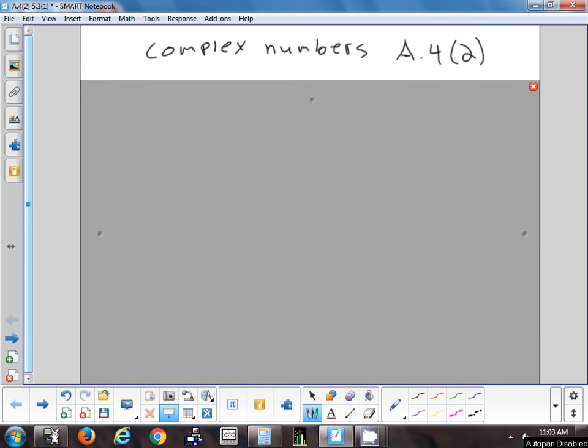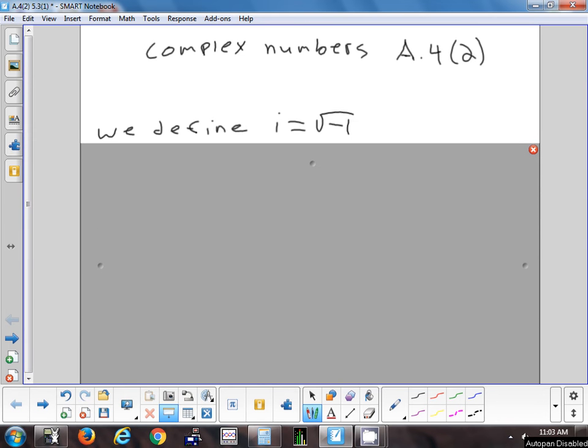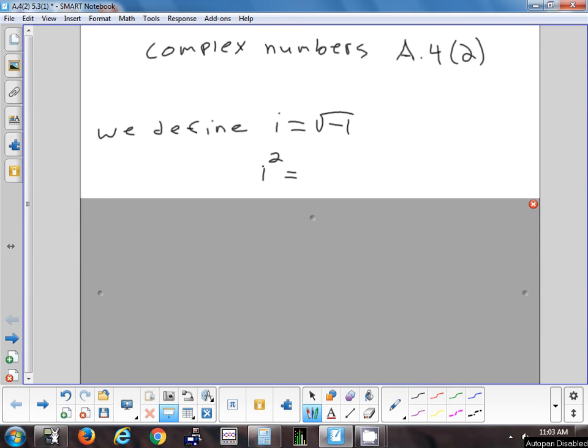We're going to look at the second part of Appendix 4, which is looking at complex numbers. Yesterday we looked at how to add and subtract. Today we'll look at multiplying and dividing. One thing we touched on at the very end of the lesson yesterday was what i squared is equal to. Anytime we multiply or divide, i squared is going to come up a lot.